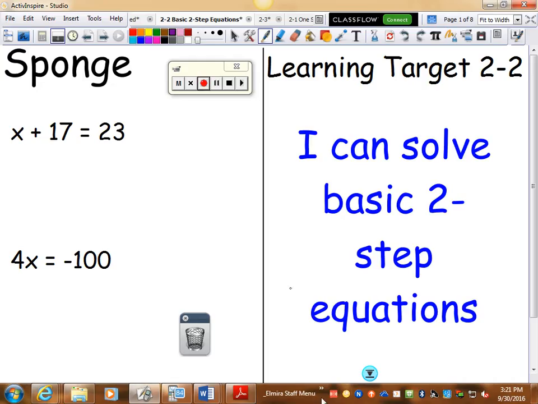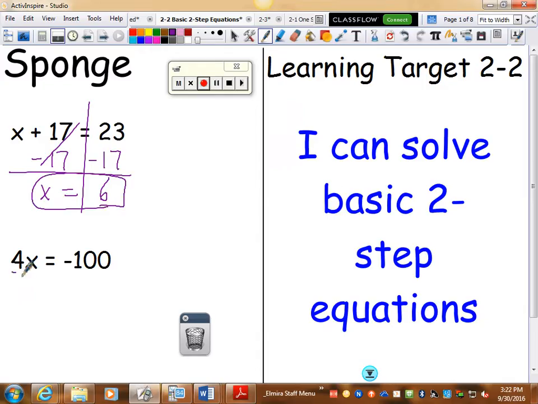I want you to be able to solve two-step equations today. So yesterday we did one-step equations, so that would be, let's see, x plus 17 equals 23. So the opposite of plus 17 would be minus 17. And 23 take away 17 is 6. This is what we did yesterday.